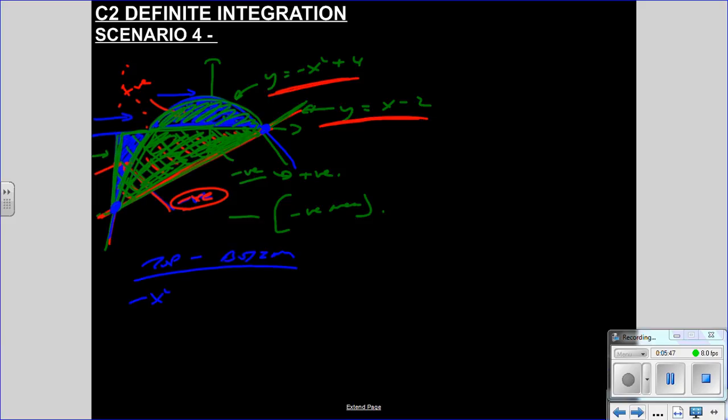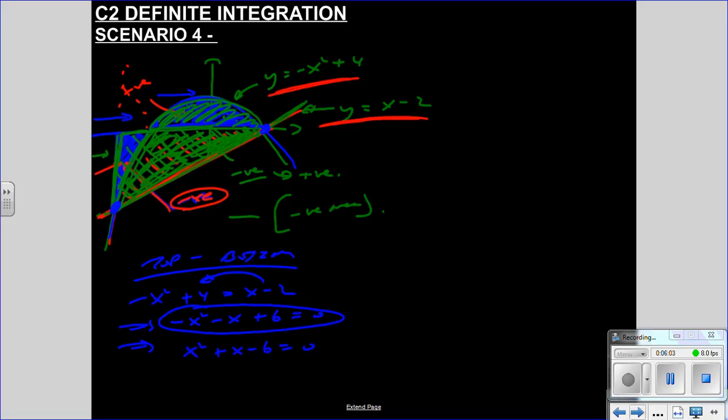So minus x squared plus 4 equals x minus 2. Move the bottom towards the top then. So minus x squared minus x plus 6 is 0. That is the curve you're working with when you integrate. But if you don't like minuses in front of your x squared, like I don't, then you can times it by minus 1. And again, it's a quick factorize. So we've got x is 2 and x is minus 3. So this is 2 and this bit, x, is minus 3.